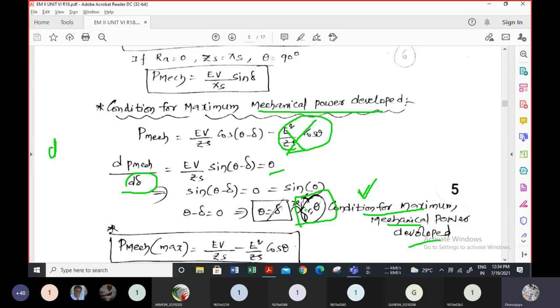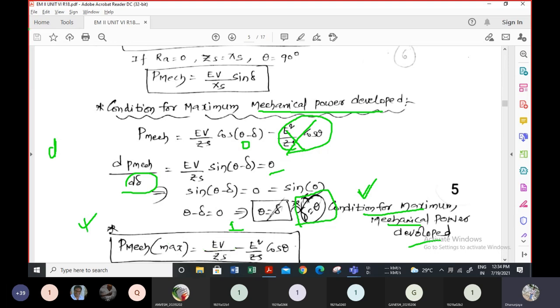Substitute delta equal to theta here. Wherever theta minus delta appears, the value is the same, so cos 0 equals 1. So we get E by ZS into E square by ZS into cos theta. This is the maximum mechanical power formula.